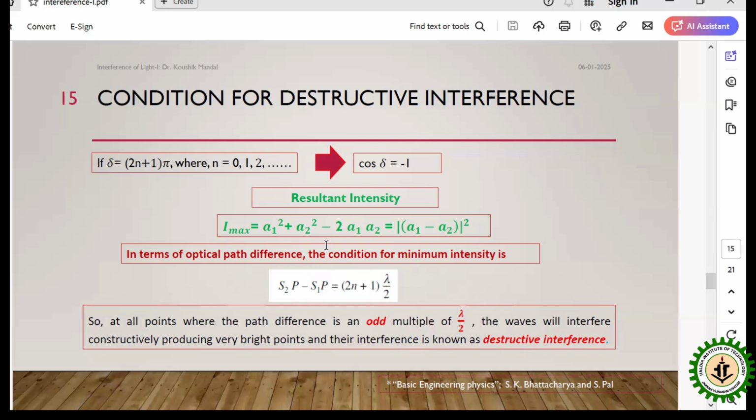So all the points on the screen where the path difference between the two sources is an odd multiple of λ/2, the waves will interfere destructively, producing a dark point on the screen, and the interference is known as destructive interference.